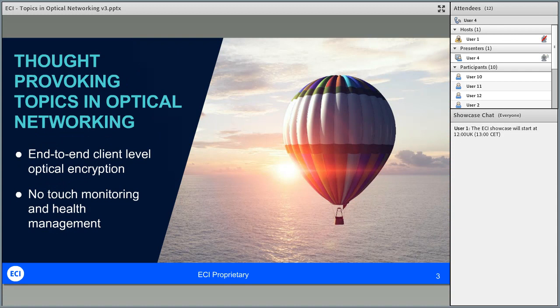So the areas that we're going to be going into are optical encryption, and talking about some innovations in optical encryption, so that we can start to move this from the wavelength layer to the in-service layer. And then on a different subject entirely, talking about how we can monitor the health of our optical network and why this is important and what are some of the things that we can do about it.